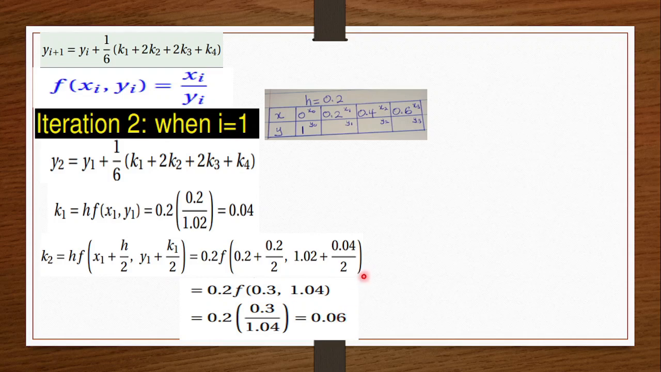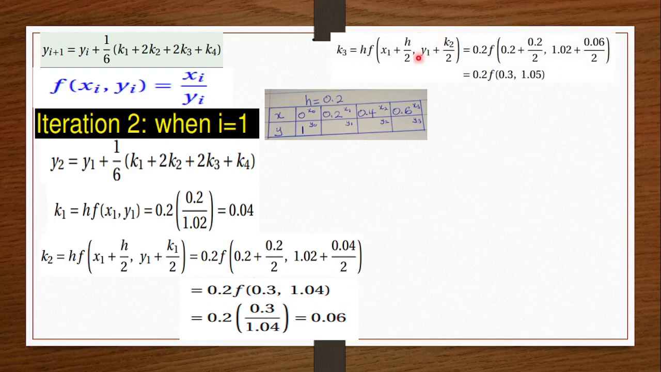Then we move again to find our k3 value. The k3 value is also h times f. This is the formula that's given. We put in our h, k2, and y1 values inside, then we simplify this big bracket here to get 0.3, 1.05. Then what we do next is we divide the two of them and multiply it by 0.2, which is the h value. Then we get our k3 value to be 0.06.